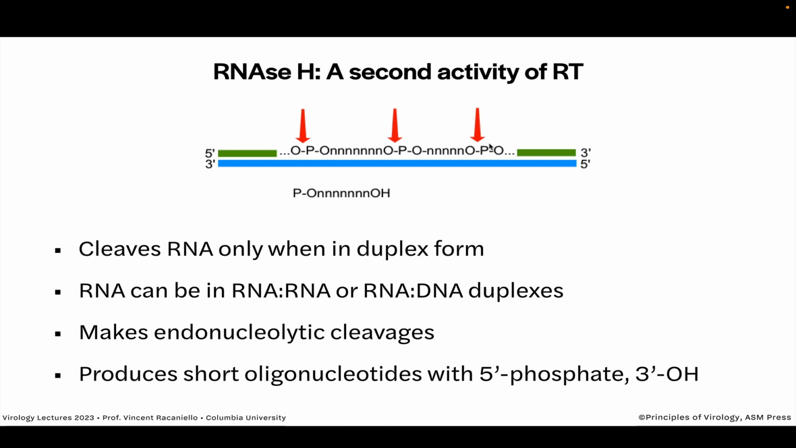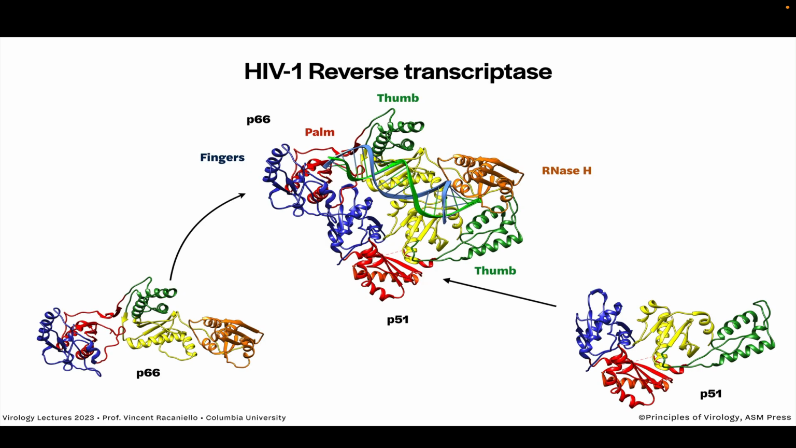Endonucleolytic cleavages, and it makes short pieces of RNA, oligonucleotides with a 5' phosphate and a 3' hydroxyl. It basically chews up the RNA, and you will see why this activity is needed during reverse transcription. Basically, we have to get rid of the RNA template once we make a DNA copy.